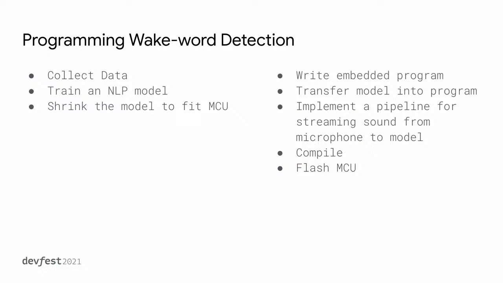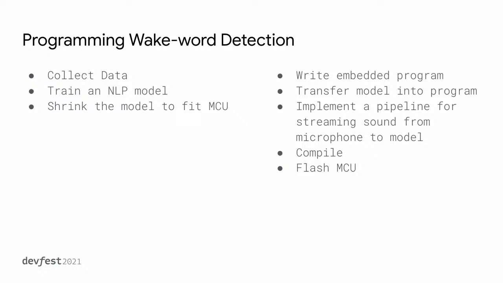So let's look at what is required to program this wake word detection example. On the one hand, to train a machine learning model, you're going to need to collect data. And then you're going to need to train a natural language processing model. And that typically will be done using TensorFlow on a desktop. And then you're going to need to shrink the model to fit on the microcontroller. And this requires the use of TensorFlow Lite and TensorFlow Lite for microcontrollers.